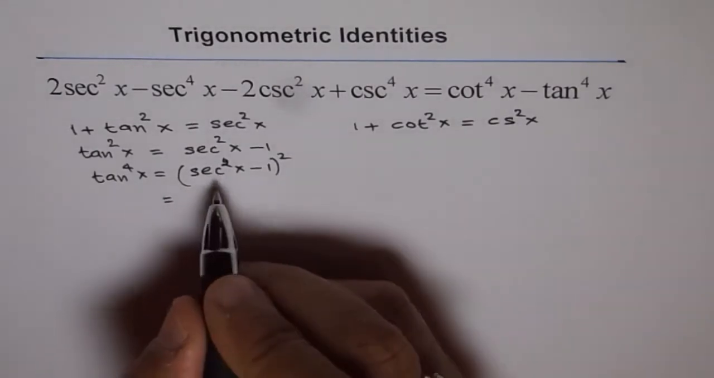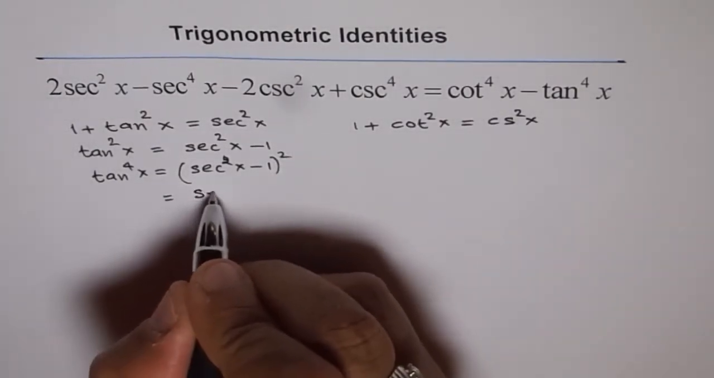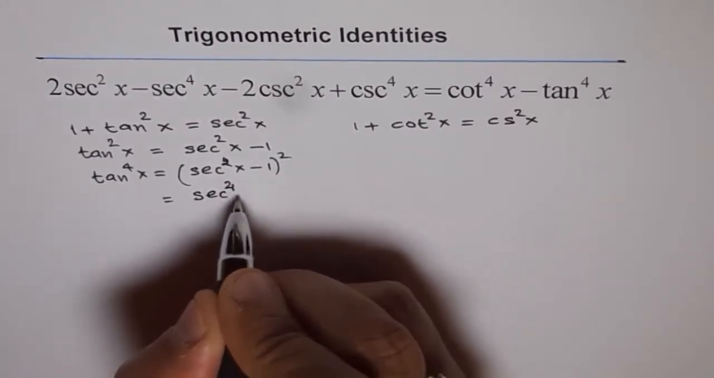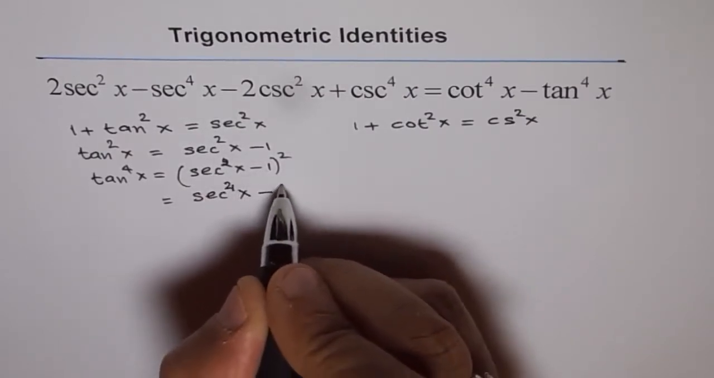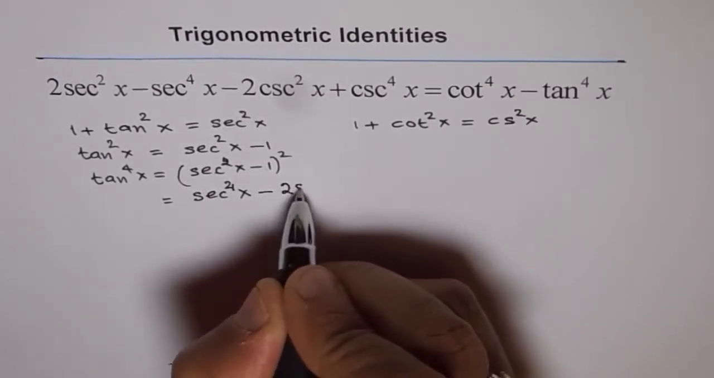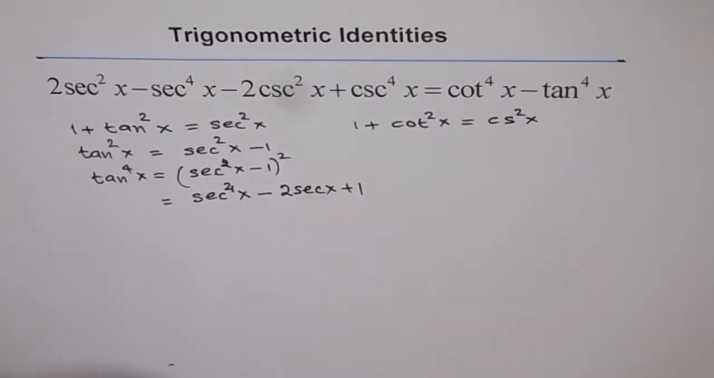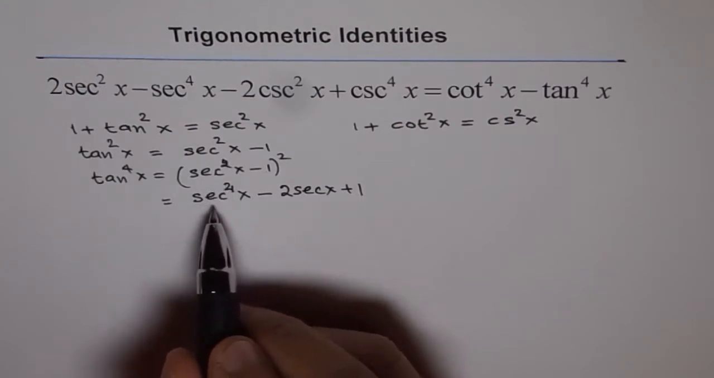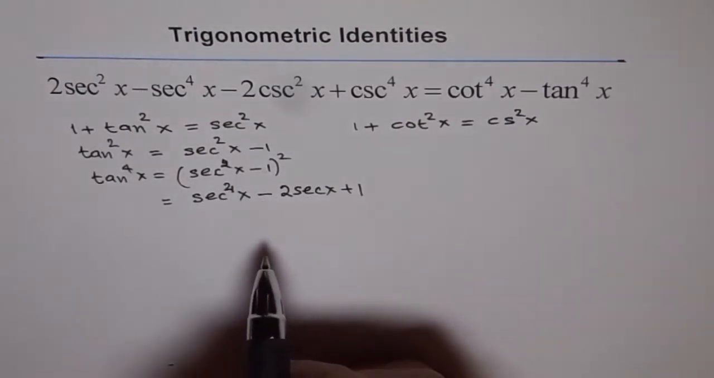Now it is a minus b whole square, so it could be written as secant square squared, which is secant to the power of 4x, minus 2 times ab, which is minus 2 times secant square x times 1, plus 1 squared, which is plus 1. So tan to the power of 4x can be written as secant to the power of 4x minus 2 secant square x plus 1, correct?